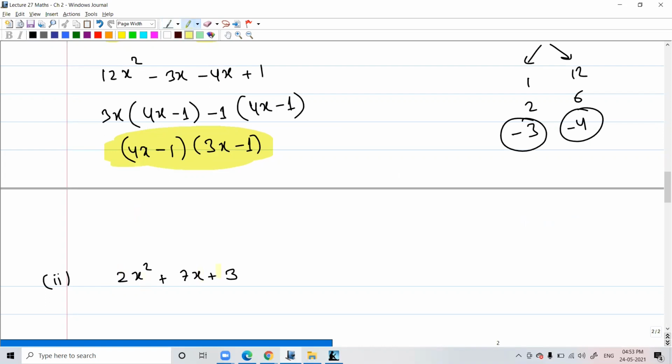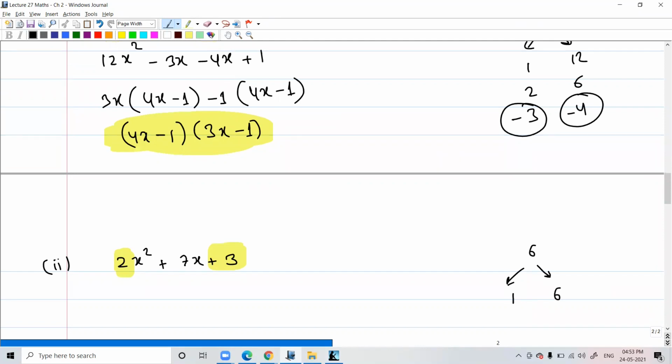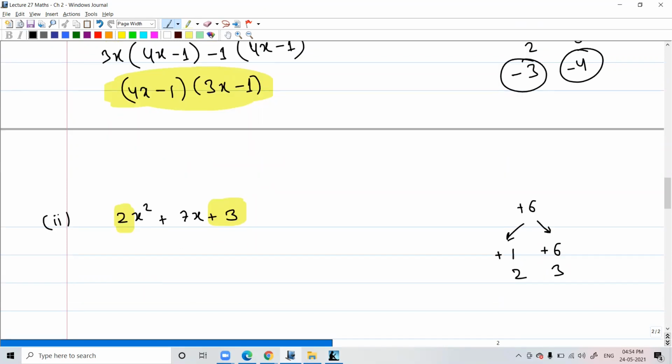So again, same thing, 2 and 3. So 2 3s will become 6. Both of them are plus sign, so it'll be +6 we need over here. And once you factorize it, it'll be either 1 into 6 or 2 into 3. And if we want a +7, we have to take a +1 and +6. Okay. Now we're right there.